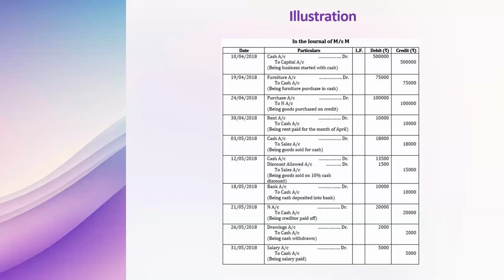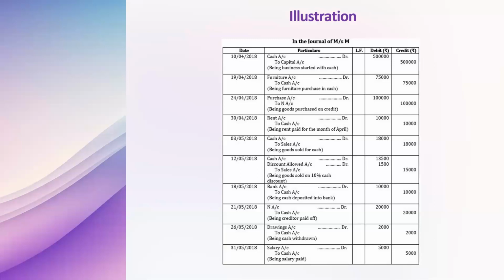Let me give you an example. I thought of preparing a few entries, but I have very limited time and couldn't do that. What I'll do is mention at least 5 to 6 transactions in sentence format, just to give you an idea of how they would be posted in the journal. Clear? Okay.